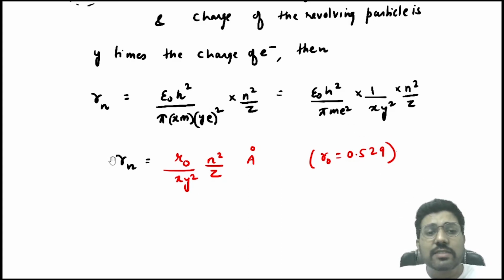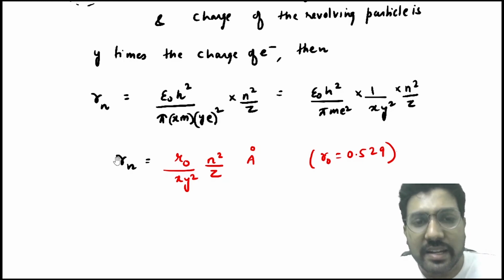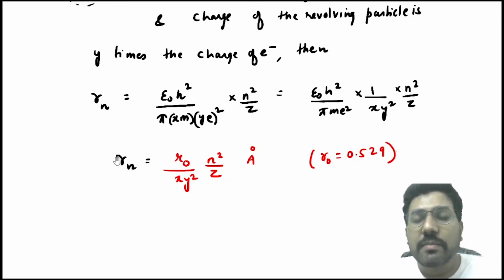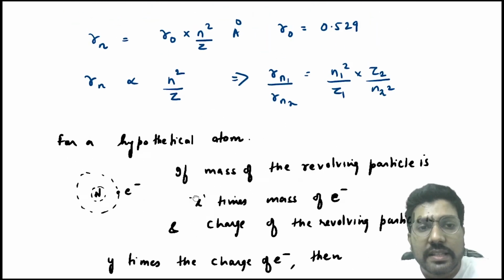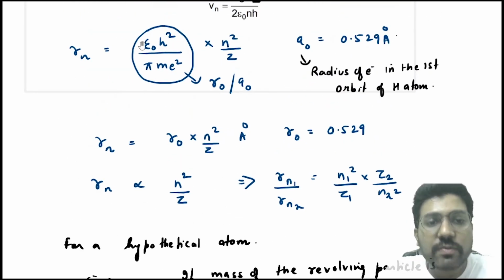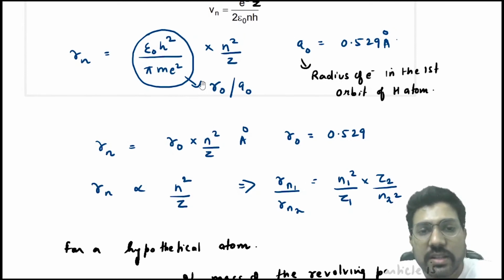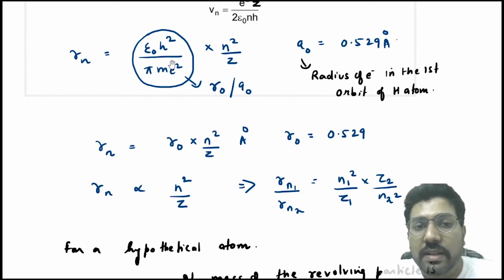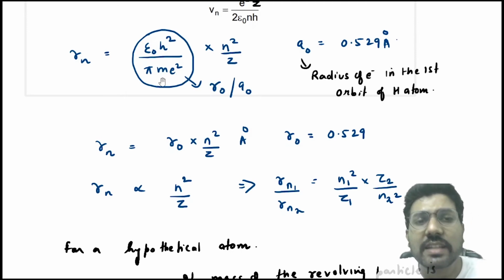So the radius of the electron in the nth orbit for this hypothetical atom is R naught by xy square into n square by z. Now you can easily do this when you remember this R naught value, or even if you remember the proportionality with m and e square. R naught is inversely proportional to me square. For a simple normal atom, m and e you know, but for a hypothetical atom they can give you anything.